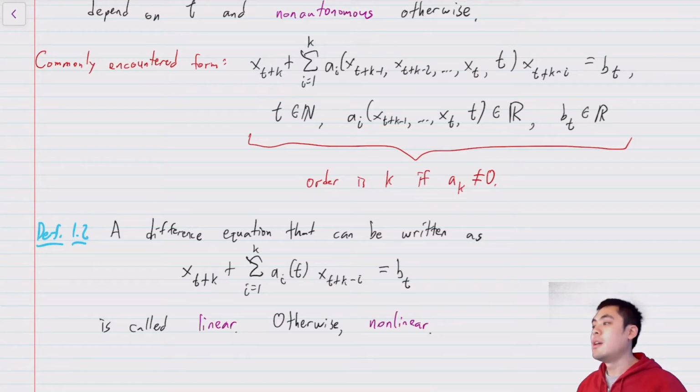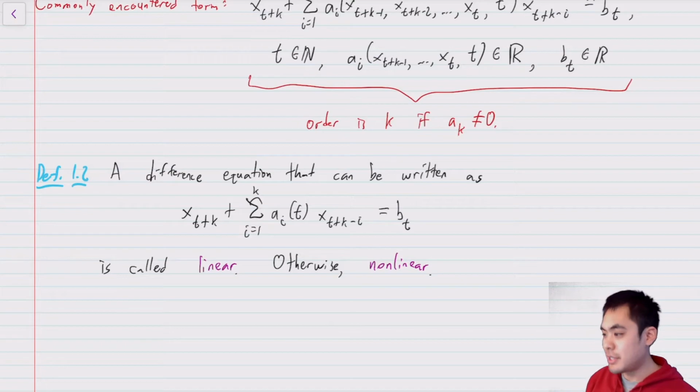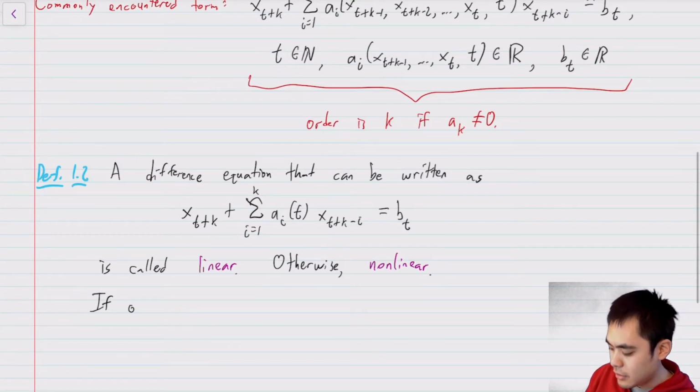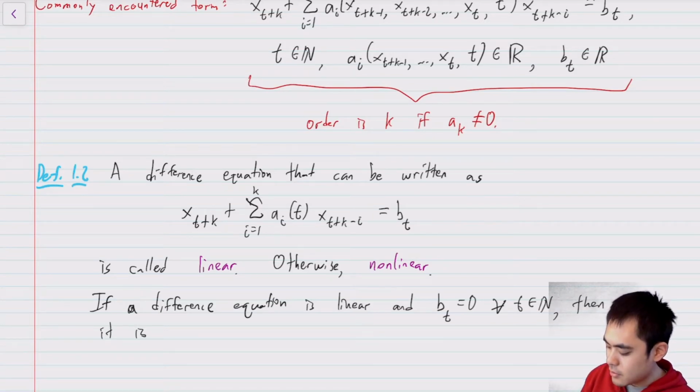So basically, the dependence on the lower order state variables can only come in this linear fashion. It enters into the equation, and it can't enter into our coefficient functions a sub i. And furthermore, if our difference equation is linear, and we have that b of t is equal to 0 for all t in the natural numbers, then it is homogeneous.